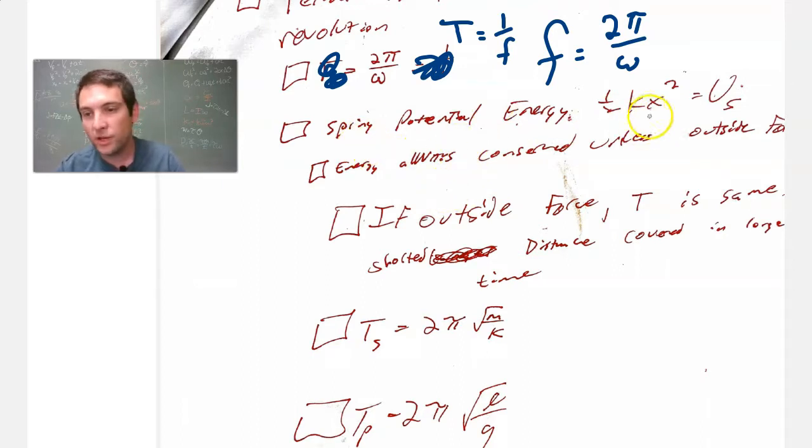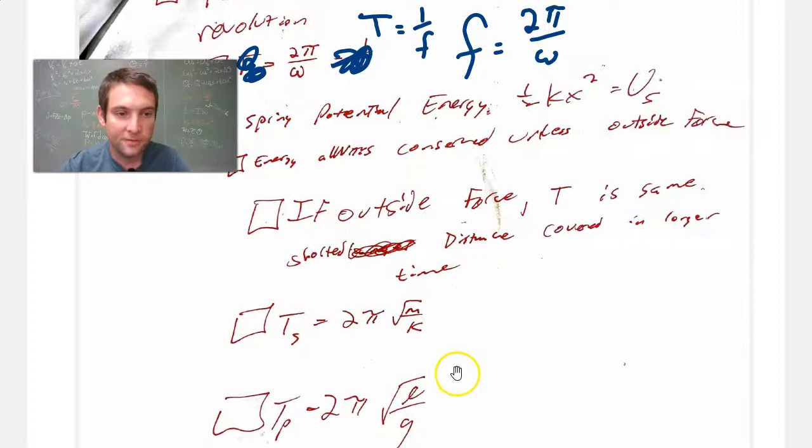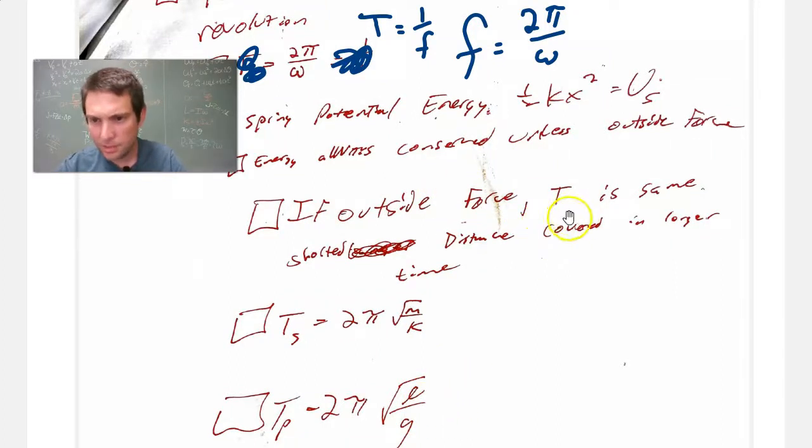Spring potential energy is 1/2 kx squared. Energy is always, always, always conserved unless there's an external force or a non-conservative force acting to dissipate that energy. If there is an outside force, the period is the same. It's just a shorter distance in a longer amount of time. So your period is unaffected by damped motion. Period for a spring, period for a pendulum. Know that mass and spring constant affect the period of a spring, while for a pendulum, only the length and the planet that you are on will affect the period of a pendulum.